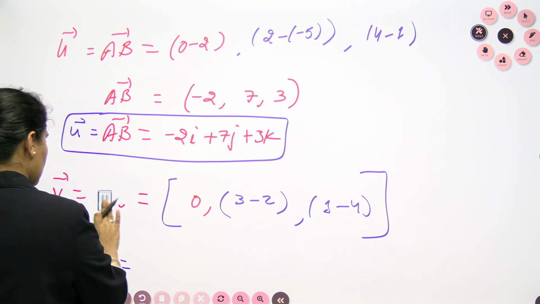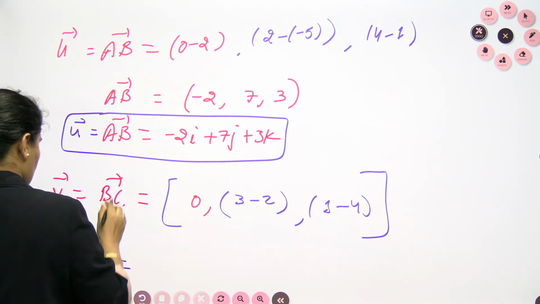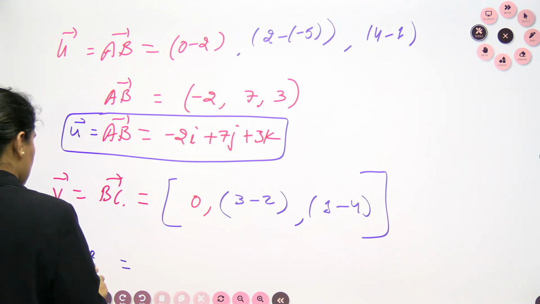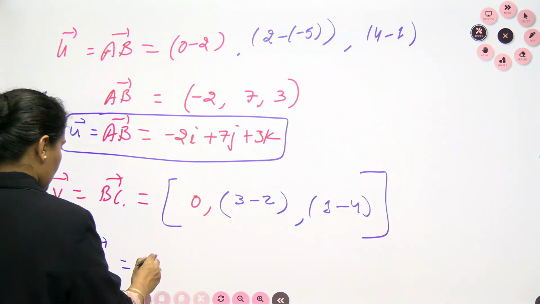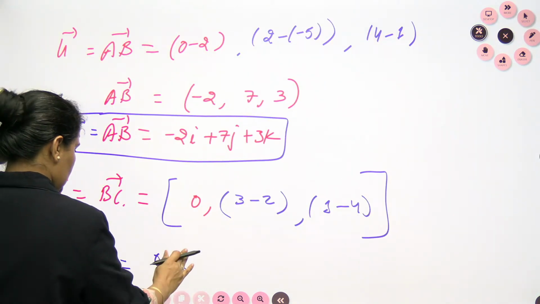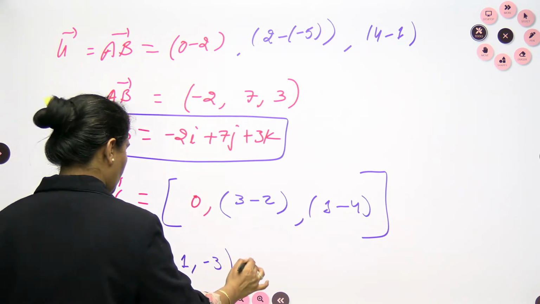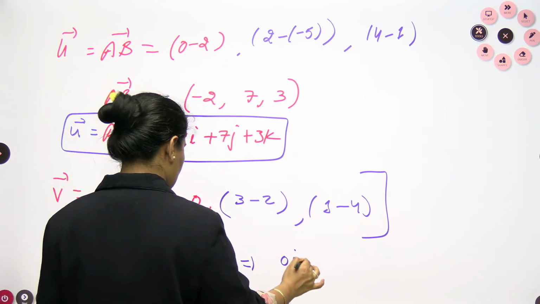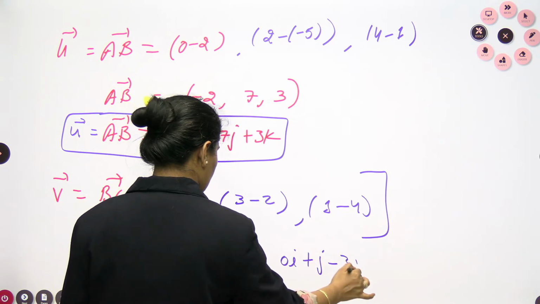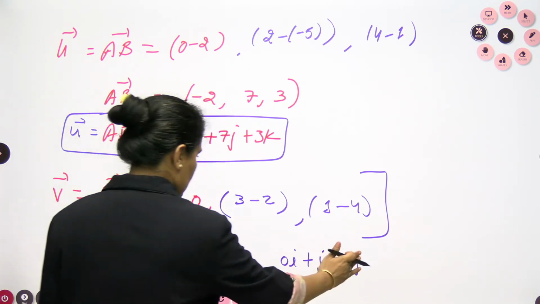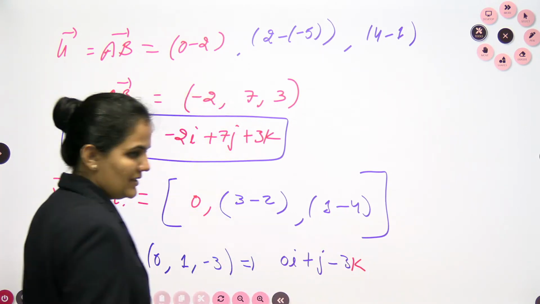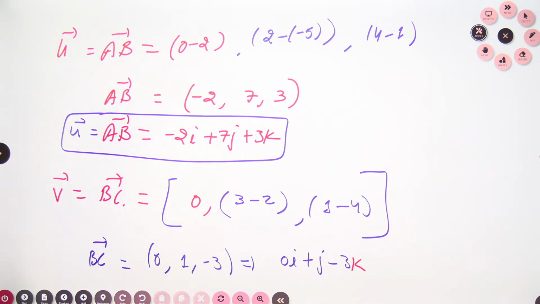I am going with BC. Okay, so it will be 0, I means 1, and this will be minus 3. If we want to write down the result in the form of vector, it will be 0i plus j minus 3k. 0i plus j minus 3k.